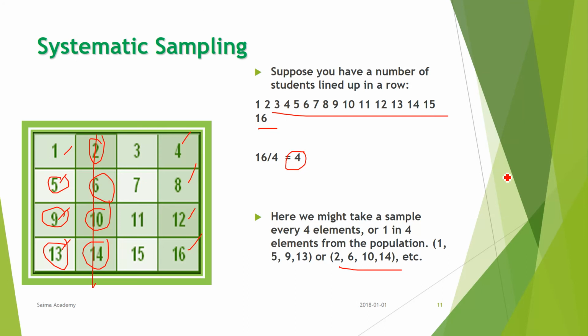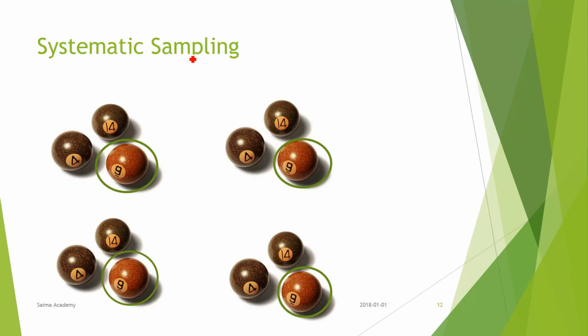Suppose you have a population of 1000 and you want to select 50 people as a sample. You divide 1000 by 50, which gives 20. So every 20th person you have to select. This is the systematic sampling example.